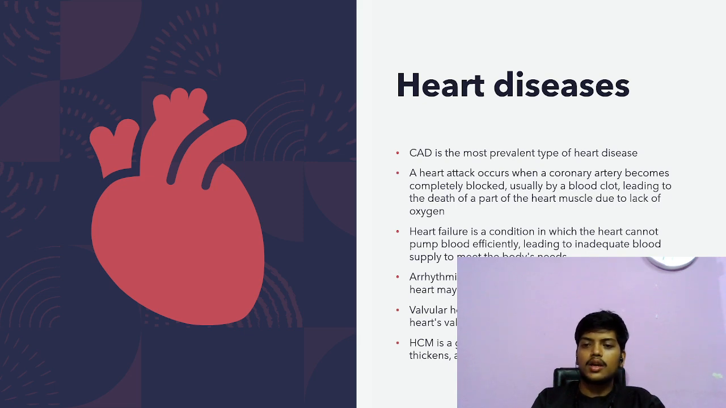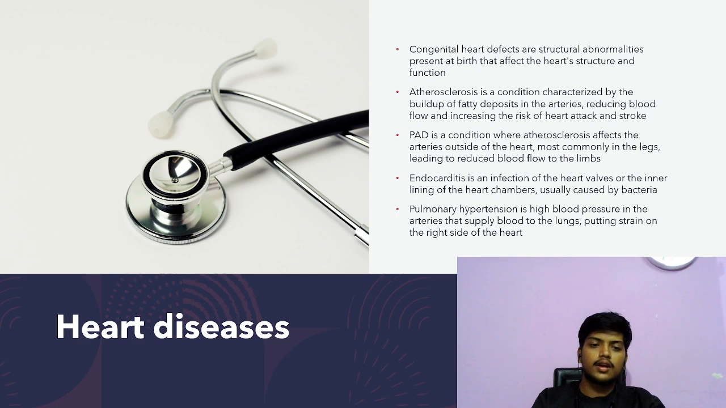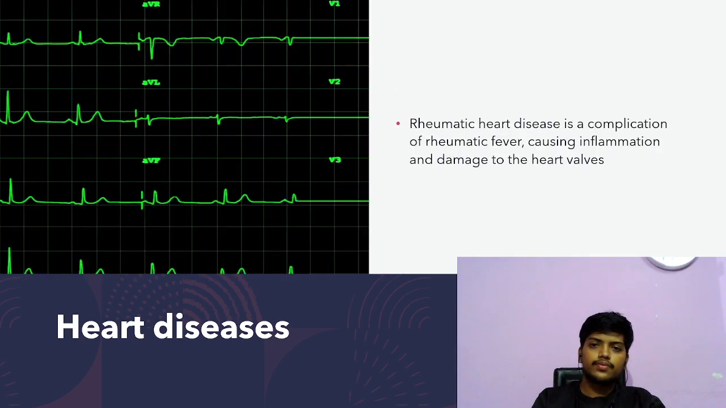Arrhythmias are abnormal heart rhythms where the heart may beat too fast, too slow, or irregularly. Valvular heart disease involves problems with the heart valves such as stenosis or regurgitation. HCM is a genetic condition where the heart muscle thickens, affecting its ability to pump blood at an effective rate.